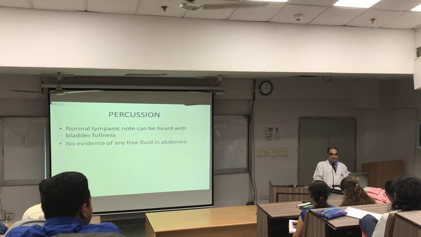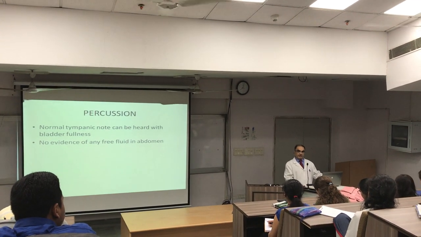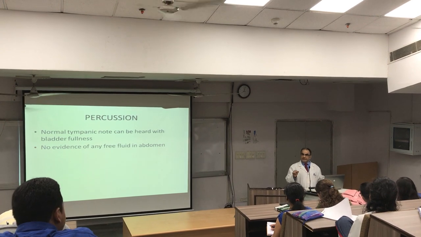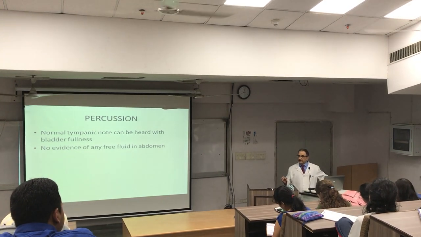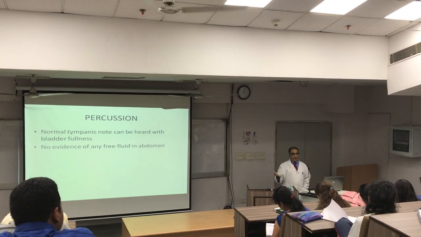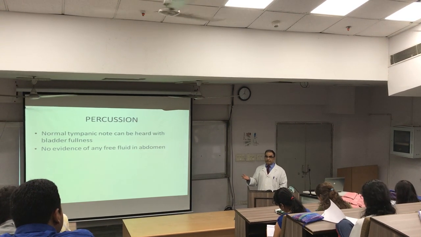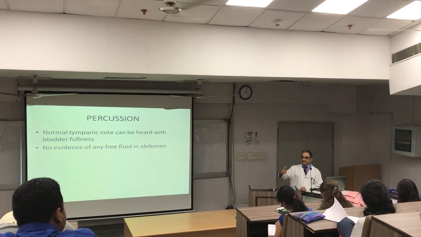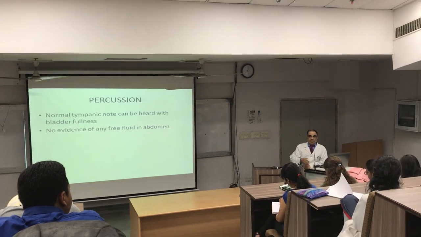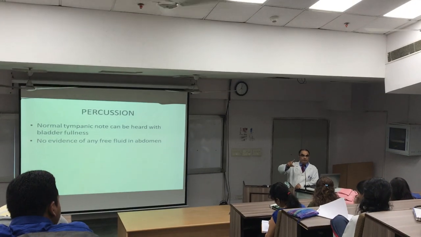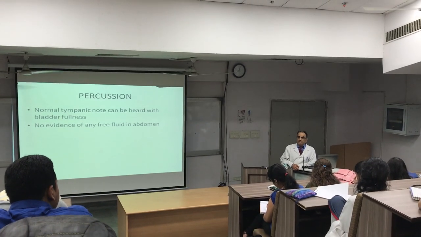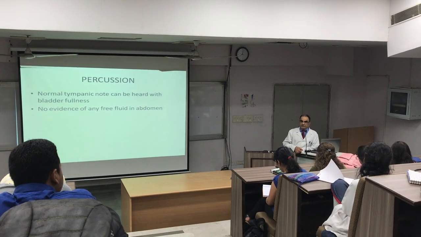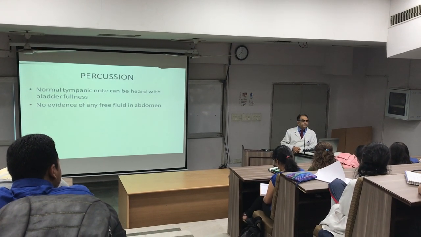Now, why is DRE important? What do you want to find out on DRE? First of all, you will inspect for any fissure, hemorrhoid, any pathology there, or a polyp. If there is a polyp in the rectum, it can lead you into thinking about a colonic malignancy. And then you would look for any growth in the rectum. Can there be a situation where there is a growth in the rectum and there is a lump in the right iliac fossa?